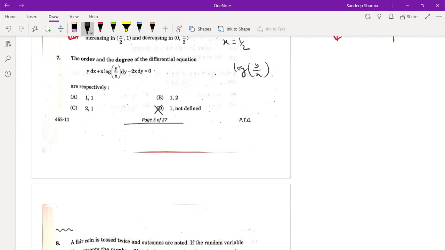Okay. So if you are going to take dy by dx common or dx by dy common, what we can do now is simply divide everything by dx. So the equation changes to y plus x log y by x times dy by dx minus 2x dy by dx is equal to 0. So we can say that everywhere the order is 1 and degree is also 1. So option A should be correct here.